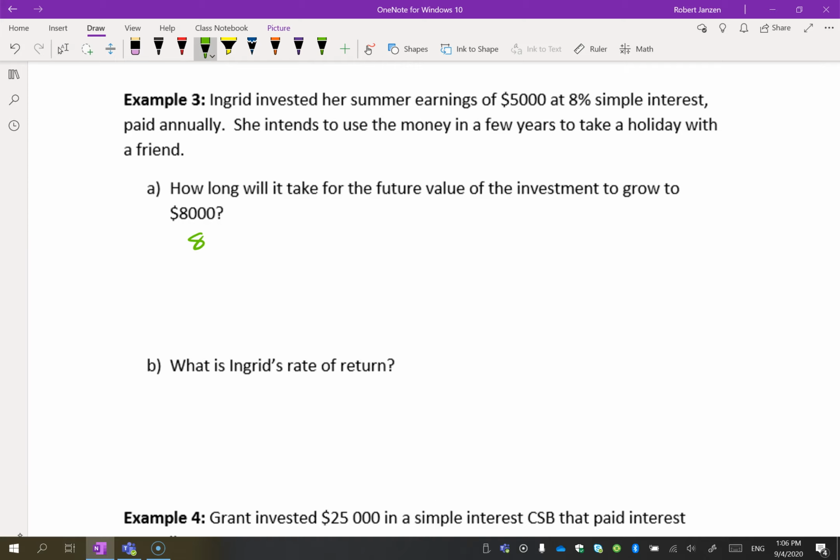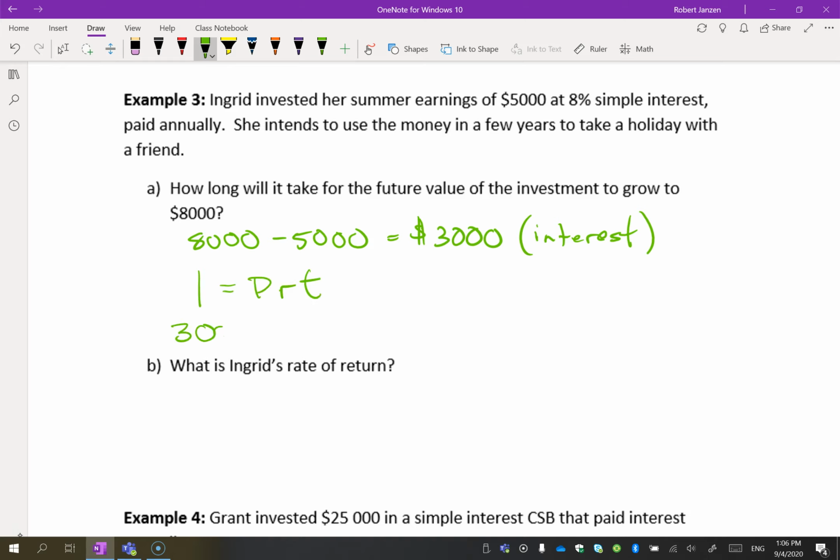She needs $8,000. She starts with $5,000. It means she needs to earn $3,000. This has to be how much she makes in interest. Okay, so let's try to put that into our formula. So the interest earned is going to be $3,000, and she's starting with $5,000, and she's earning 8%.